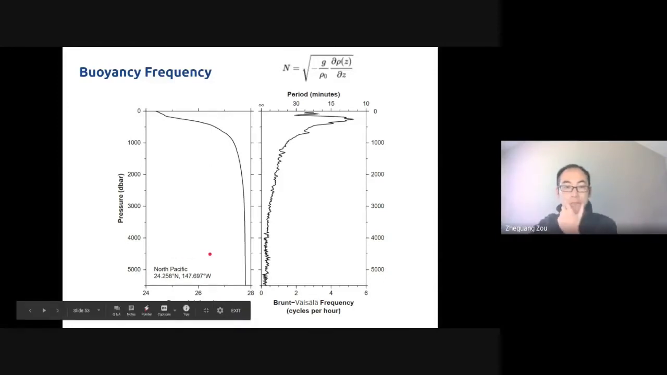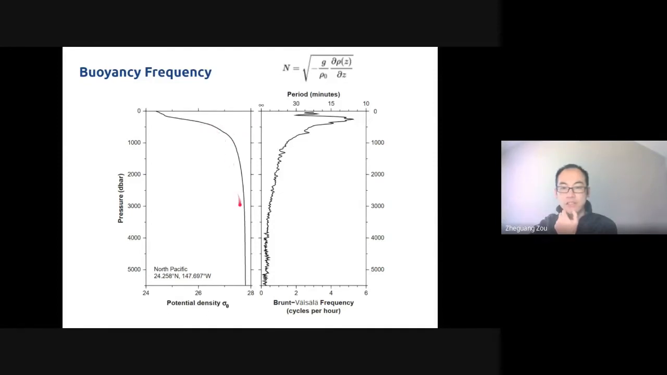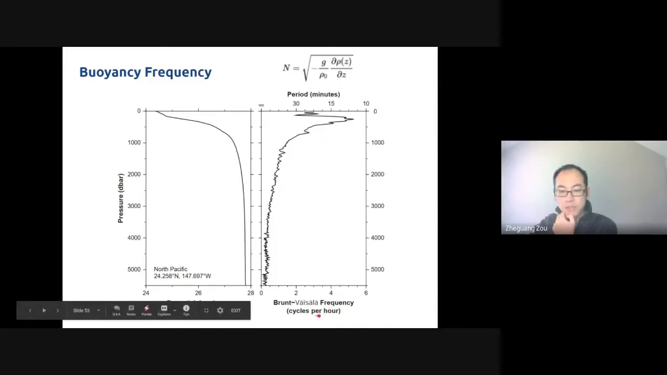Okay, let's talk about the buoyancy frequency a bit more. This is the density profile, and you can calculate the buoyancy frequency from density. What you are looking for is the vertical density gradient. The gradient is probably big here and gets smaller and smaller. So this is how you get your buoyancy frequency: it is big here and gets smaller and smaller. This is plotted as cycles per hour. Along the thermocline, we probably get the biggest buoyancy frequency, about 4 or 5 here.